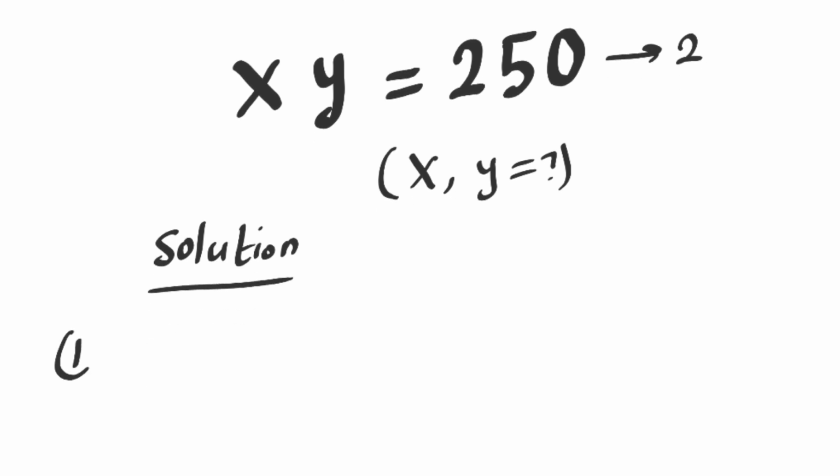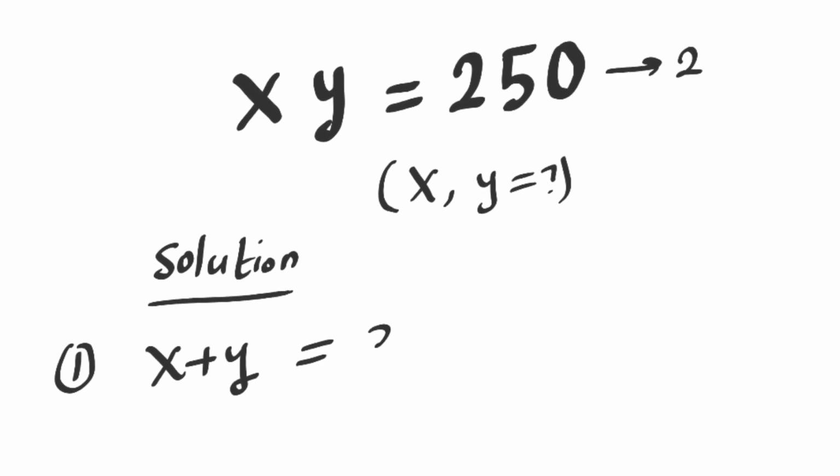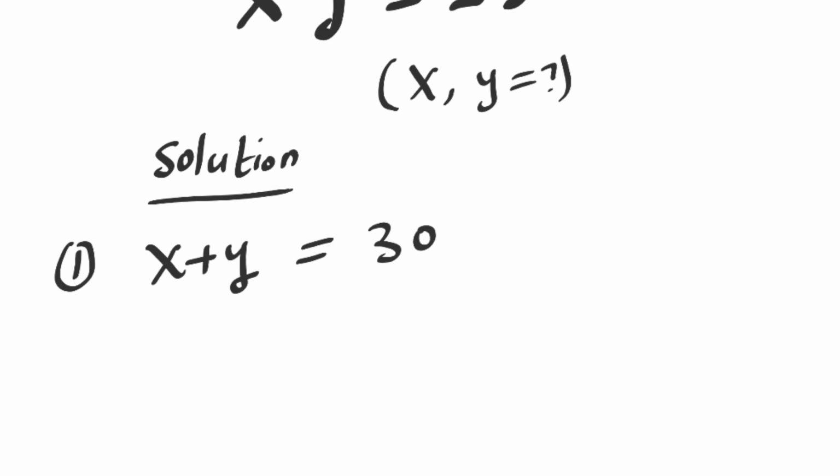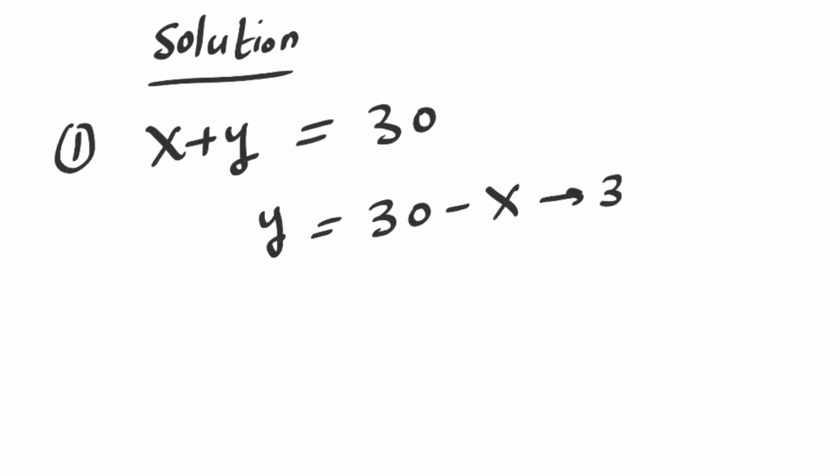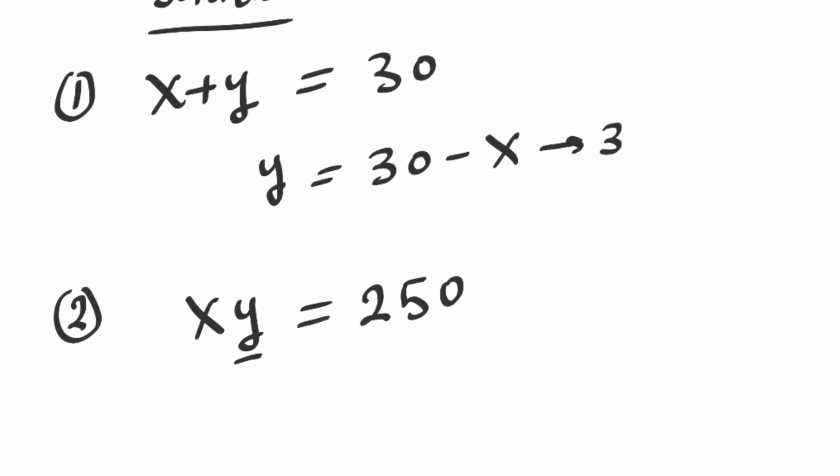From equation 1, x plus y is equal to 30. Now, let us make y the subject of the formula. y is equal to 30 minus x. Let us call this equation 3. From equation 2, xy is equal to 250. Let us substitute for y, which is 30 minus x.